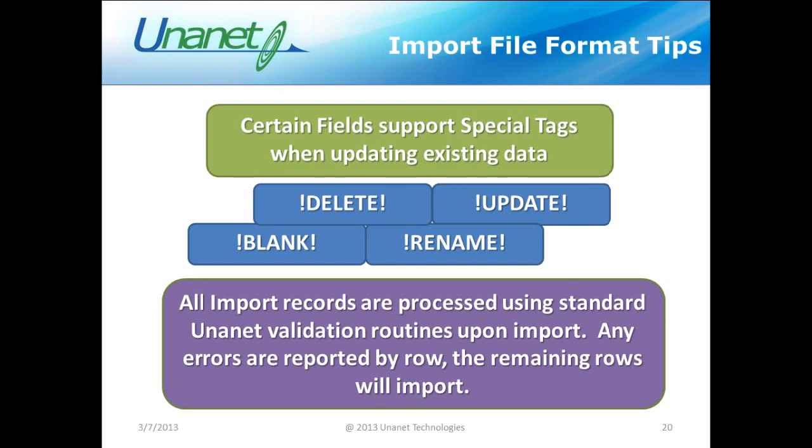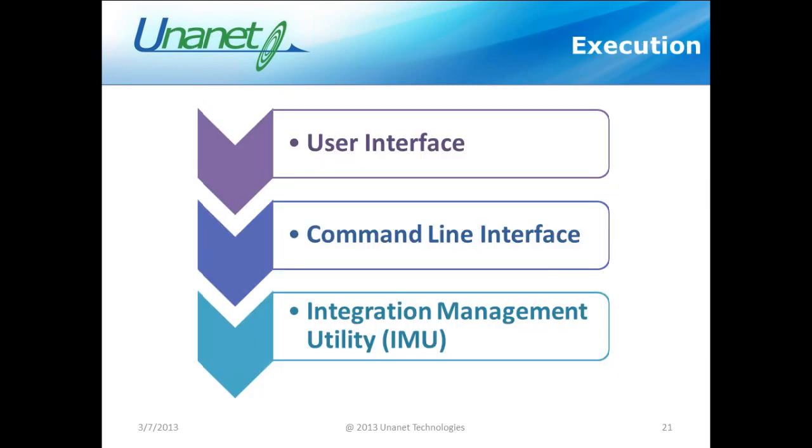So the next question in my mind then is, well, how do I get all of this information imported? I'd like to put together this file. I want to automate my imports so that I don't have to think about this import regularly. So we do have a couple of different options for you to import data into Unanet. We do have the import facility available through the user interface, and I'll show you that here in just a few minutes.